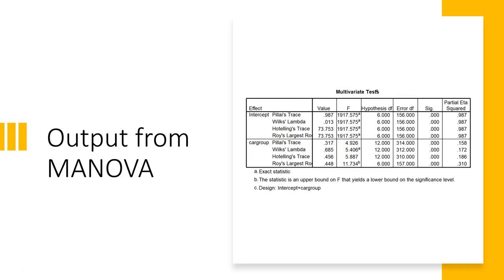Let's see, if we look at the values for career group, the first one is the intercept for your career group. And again, we have Pillai's trace of 0.317. And now we have the individual F values for each of the different analysis techniques to determine our statistical significance.